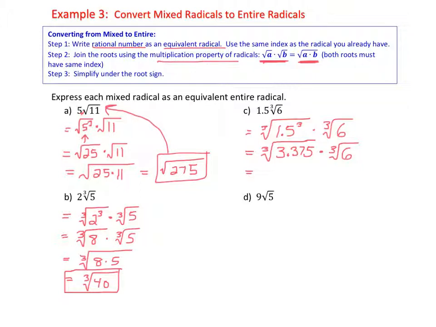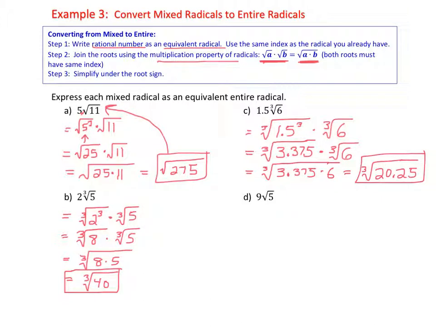Now we have the same indexes on our roots, so we can bring them together under one root sign. So we have 3.375 times 6 under one root sign, and 3.375 times 6 is 20.25. So our entire radical is the cubed root of 20.25.